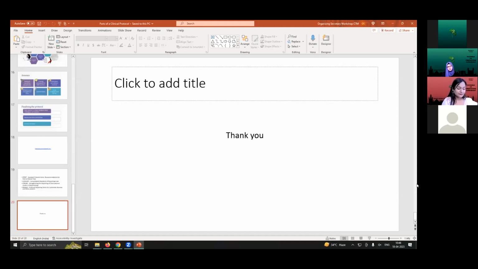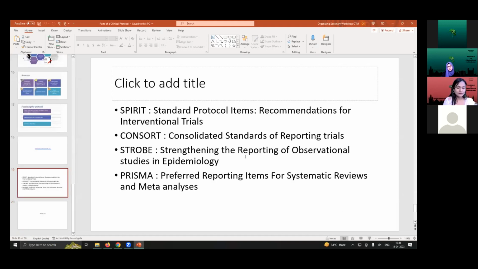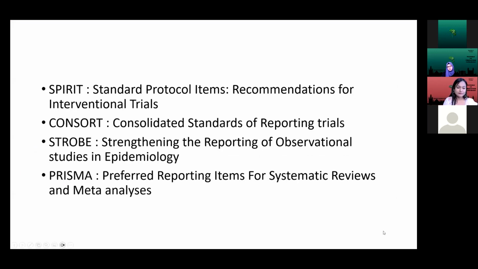We are showing the various guidelines like SPIRIT, Standard Protocol Items: Recommendations for Interventional Trials. If we browse this on Google, it will show you the guidelines for designing a nice protocol. Then CONSORT, Consolidated Standards of Reporting Trials, is there. Then STROBE is there for Strengthening the Reporting of Observational Studies in Epidemiology. It is specific for the observational studies. Then PRISMA is for the systematic reviews and the meta-analyses.